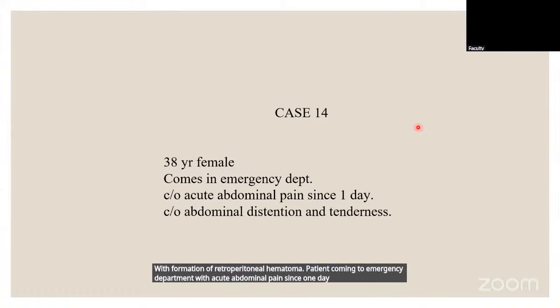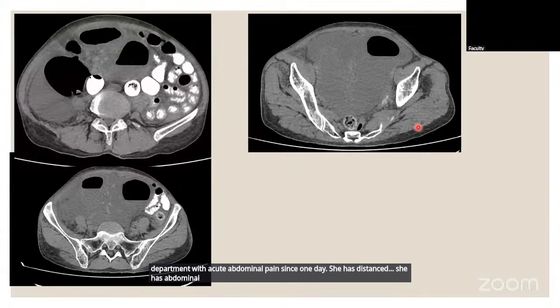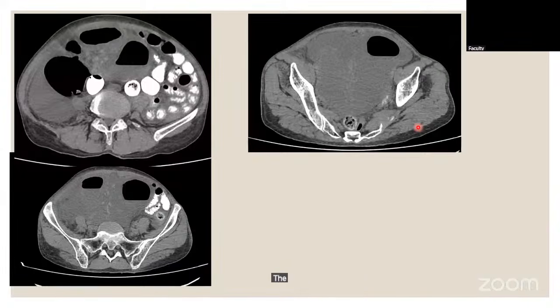She has abdominal distension and tenderness. On the plain cuts, the predominant finding is ascites and dilated bowel loops. The small bowel loops are shifted to the left side of the abdomen.